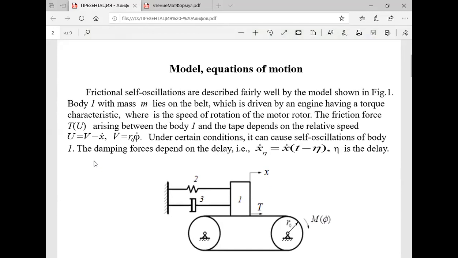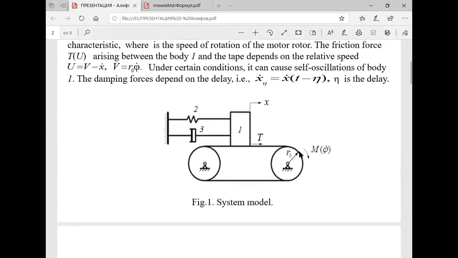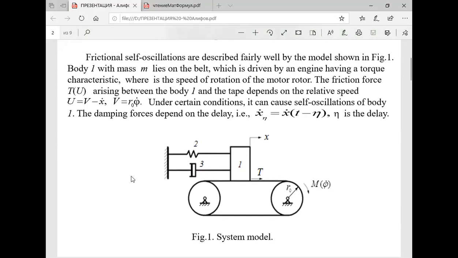Models, equations of motion. Frictional self-oscillations are described very well by the model shown in Figure 1. Body 1 with mass m lies on the belt, which is driven by an engine having a torque characteristic, where phi dot is the speed of rotation of the rotor. The friction force T(u) arising between the body 1 and the tape depends on the relative speed u equal V minus x dot, V is equal R0 phi dot.